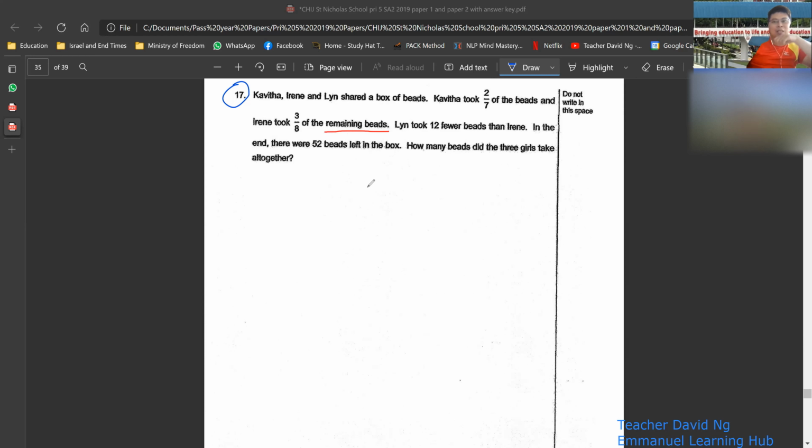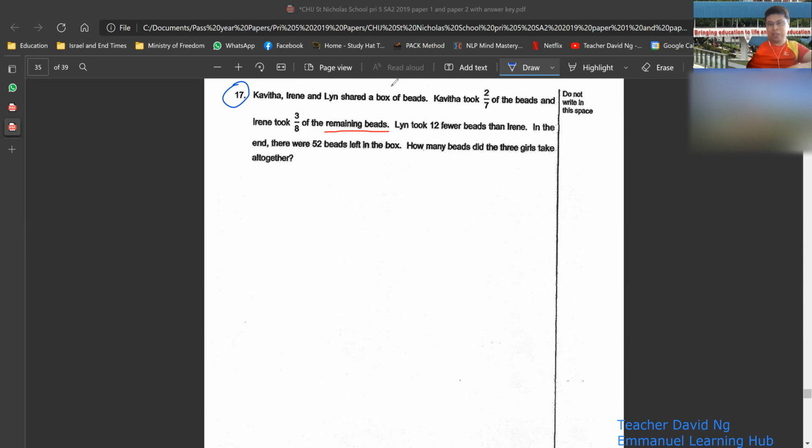Okay. Then Lynn took 12 fewer beads than Irene. The question did not say Lynn took the rest of the beads. The question only says Lynn took 12 fewer beads than Irene. In the end, there are 52 beads left in the box. How many beads did the three girls take altogether?